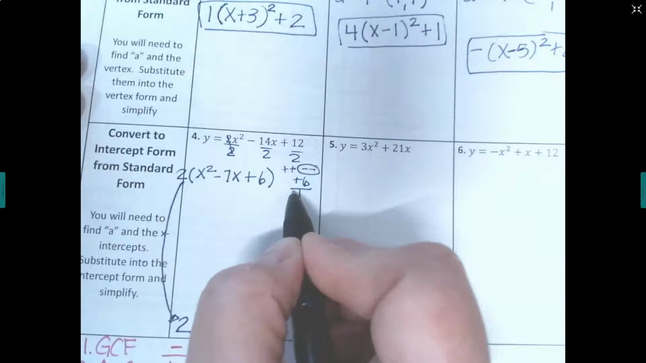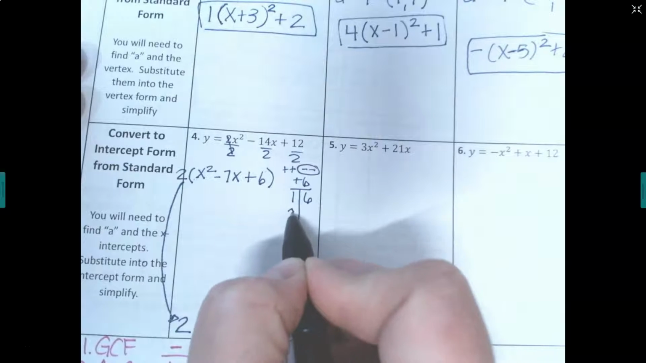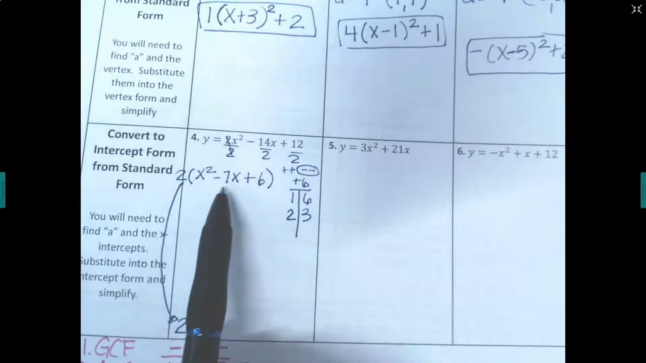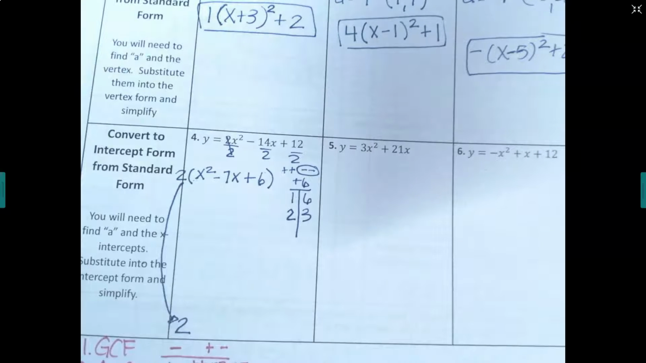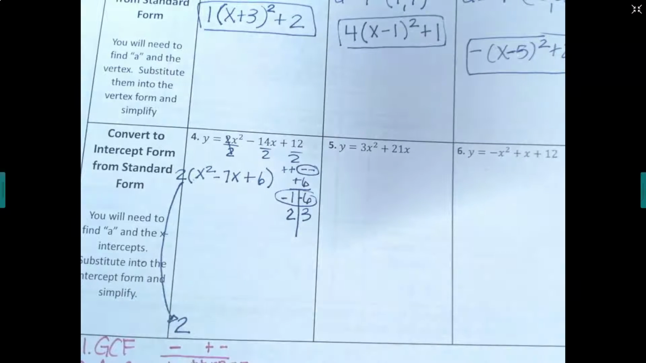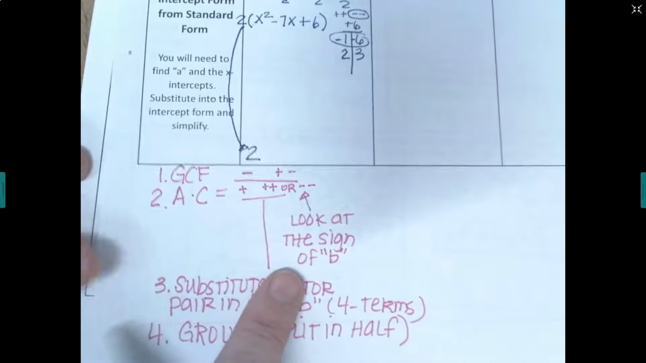So what multiplies to 6? 1 times 6 and 2 times 3. Those are our only options here, but we're looking for one of these pairs to give us a negative 7 if they both have a negative sign. That will only work right here with negative 1, negative 6. Okay, so that was all step 2 that we were talking about here.